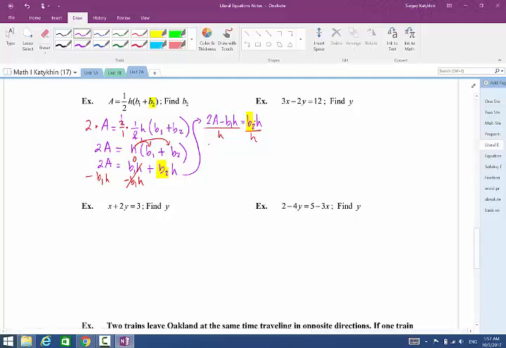Having done that, you'll get the following: 2a minus b sub 1 h divided by h is equal to, h divided by h is 1, so you get b sub 2. And my final answer will be b sub 2 is equal to 2a minus b sub 1 times h, divided by h. So a couple of steps you had to do here to get that specifically solved by itself.